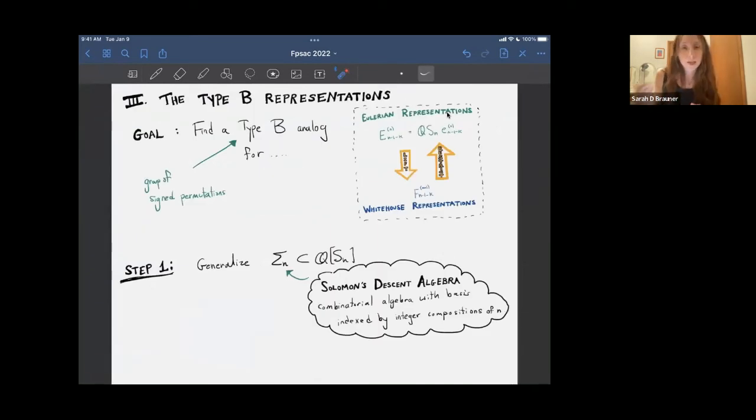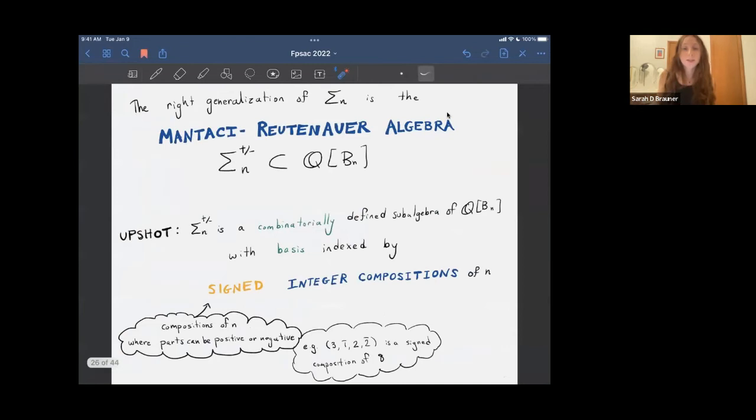Okay, and so to find a type B analog here, the first step is that I want to generalize this first part of my story where I started with the Eulerian representations and I lifted them to the Whitehouse representations. And really the first thing I have to do there is find a generalization of Solomon's descent algebra. And it turns out in this case that the right generalization is called the Mantaci-Reutenauer algebra. So it's a subalgebra of the group algebra of B_n. Again, it's combinatorially defined in a very similar way to the descent algebra, and this time it has a basis indexed by signed integer compositions, okay? So compositions that can be positive or negative.